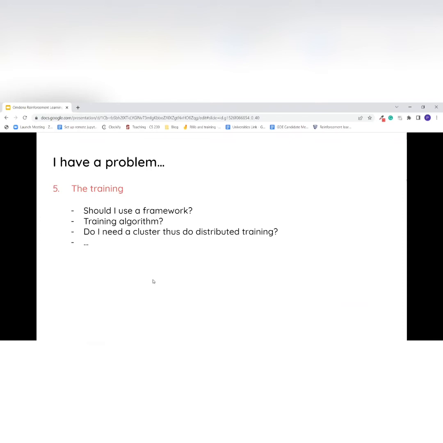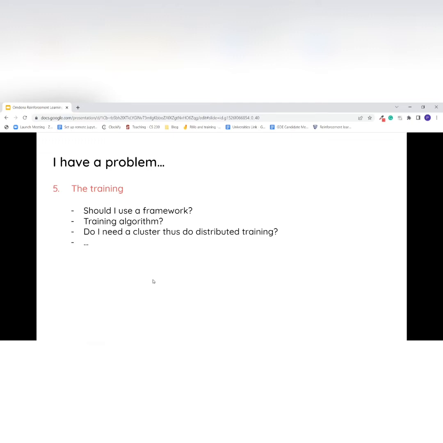Should I be using a framework here? By framework, I mean a training framework, not TensorFlow or PyTorch, those are frameworks for building neural networks. So for the training, should I be using a framework or just a simple algorithm? What training algorithm do I use? I already mentioned two, for example, Q-learning and DQN, deep Q networks. We also have PPO, we have actor-critic, A2C, we have many algorithms.